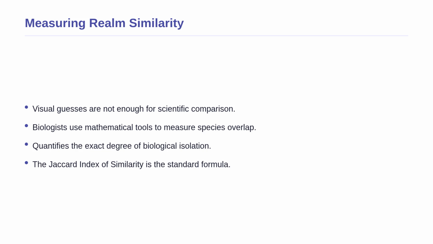To achieve this objective comparison, scientists rely on one of the most common and effective formulas in biogeography, known as the Jaccard Index of Similarity. Let us look at this formula next.